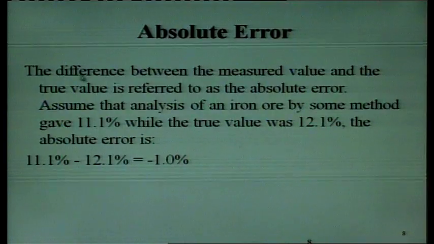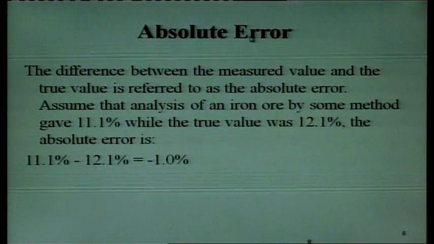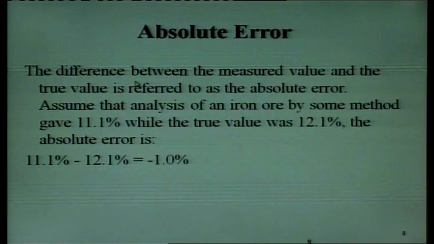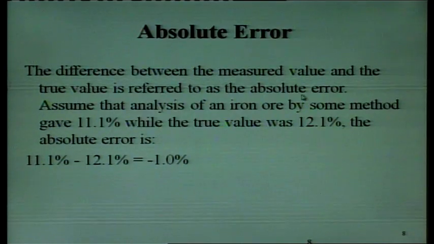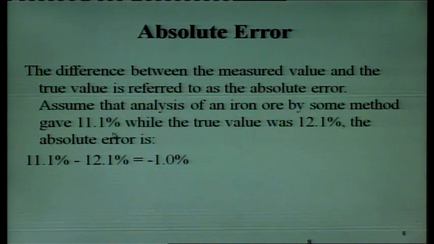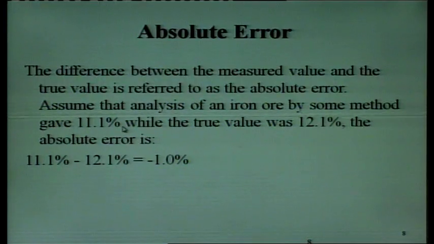Next is a numerical related to the absolute error. The difference between the measured value and the true value is referred to as absolute error. Assume that the analysis of an iron ore by some method gave 11.1% while its true value according to theory was 12.1%. Then the absolute error is 11.1 minus 12.1%. So the absolute error is minus 1%.